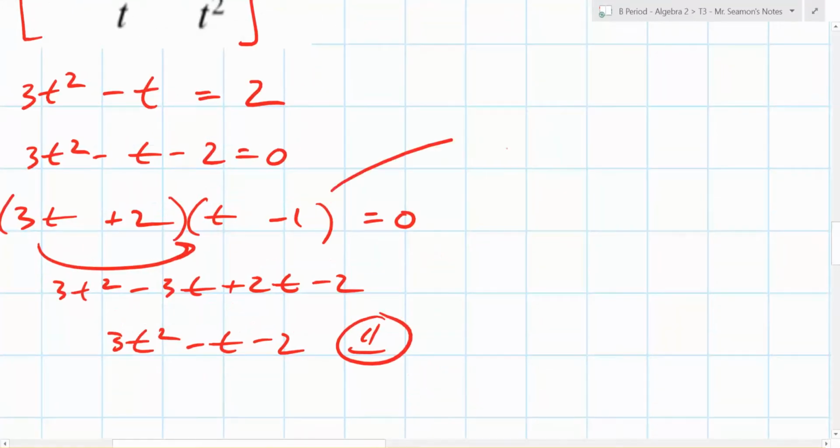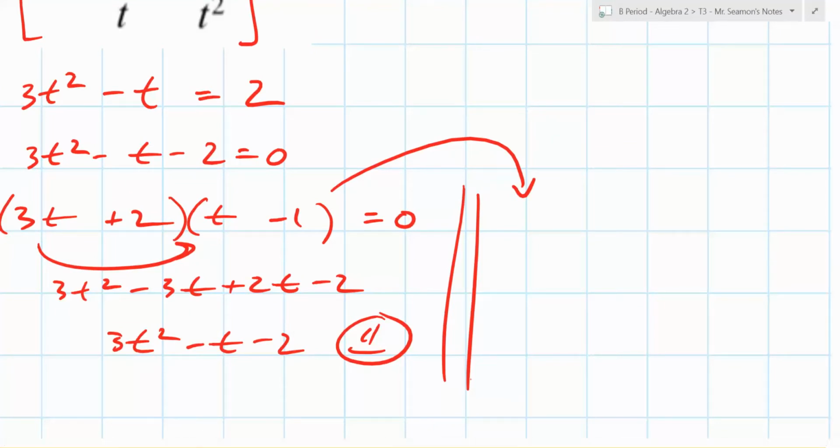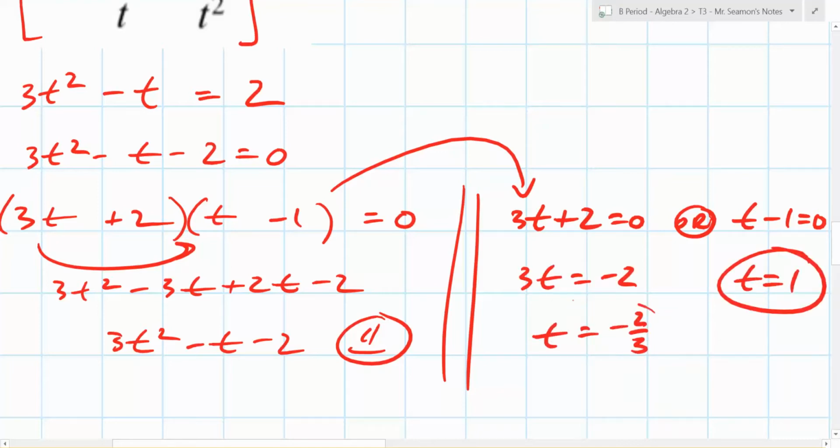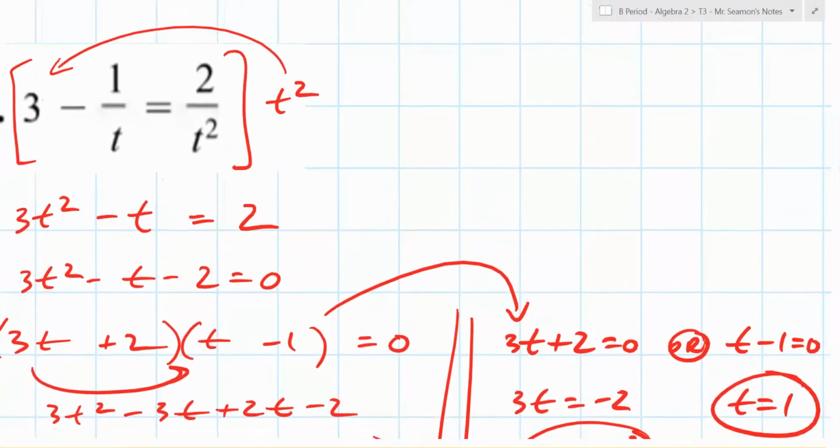So what does that tell us here? It tells us what are the 2 things? The zero product property. If 2 things multiply together to get 0, one or both has to be 0. So it's going to be 3t plus 2 equals 0, or t minus 1 equals 0. Exactly. So 3t is equal to negative 2. So t is equal to negative 2/3, or t is equal to 1. What should you do at the end when you get 2 answers like this? Check them. Let's check 1.